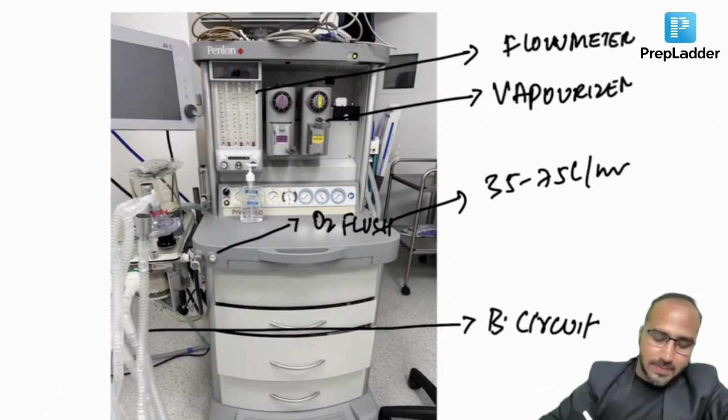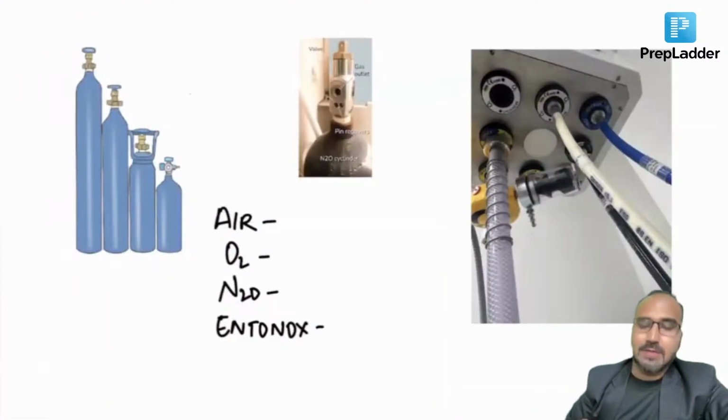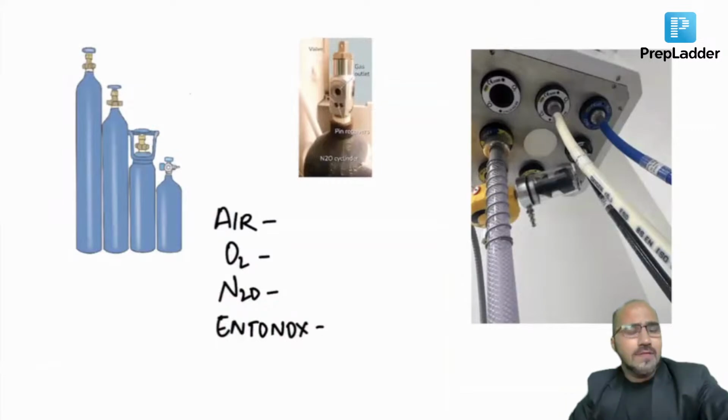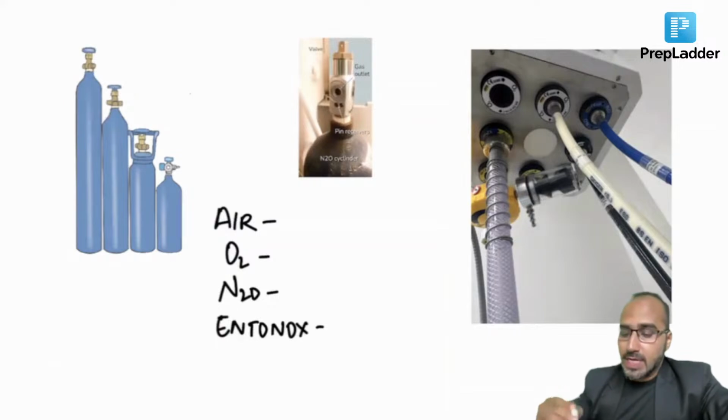Now discussing the machine, just look over here, guys. In the machine, you have cylinders, and all cylinders are given different colors. Cylinders fit to the machine with the help of an assembly called the yoke assembly. Inside that, there is a system called the pin index system that prevents wrong attachment of the cylinder. That pin index system is different for different gases.